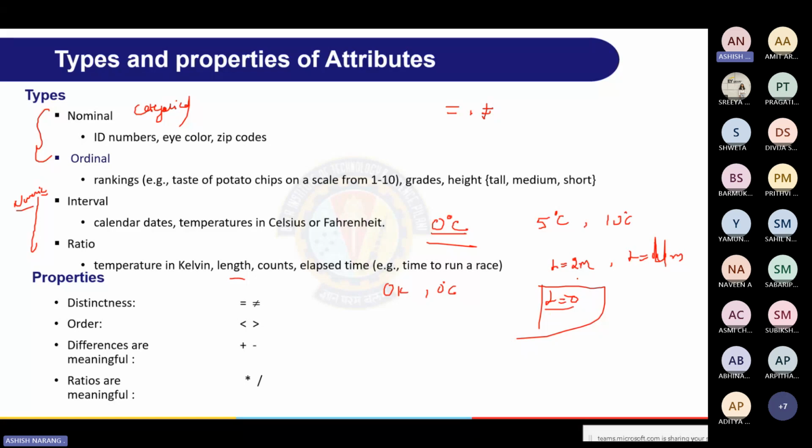Length, I can always say 2 meter is half of 4 meter. So I can apply multiplication and division and it makes sense, because length 0 means nothing. So it has an absolute 0, so I am able to apply them. But I cannot apply multiplication and division to interval scaled attributes.